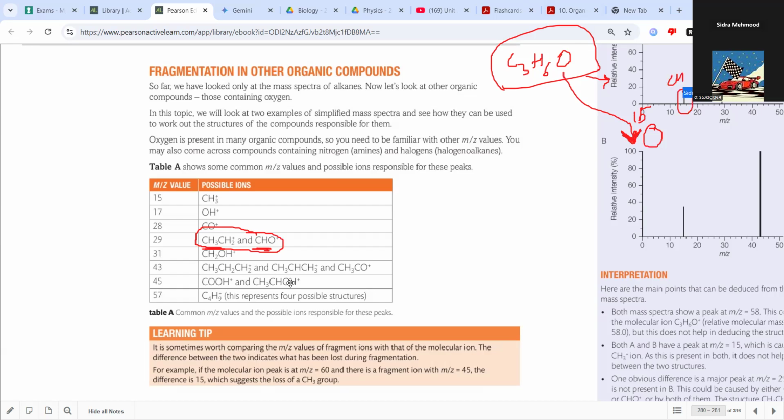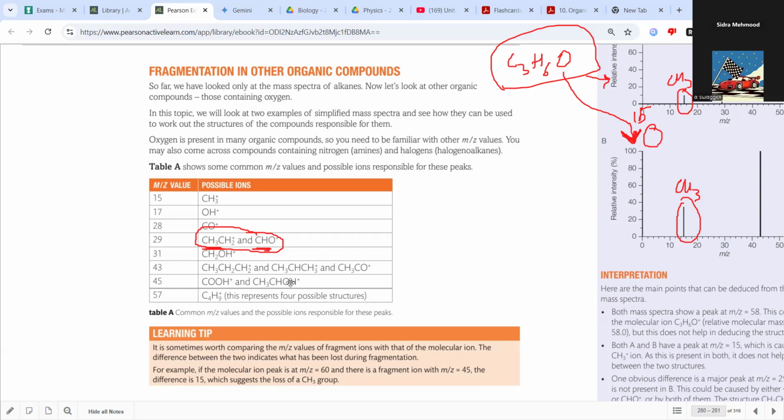And then we are getting peak. Both of them, we are getting peak at 15. Okay, one has smaller peak, one has larger peak. You don't have to confuse it with this. 15 means it's methyl group. You're not going to measure it like how long it is, how short it is. 15 means methyl, always. Okay, 29 means aldehyde or ethyl.